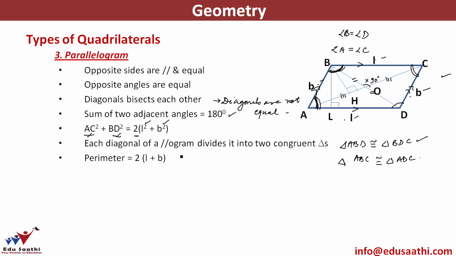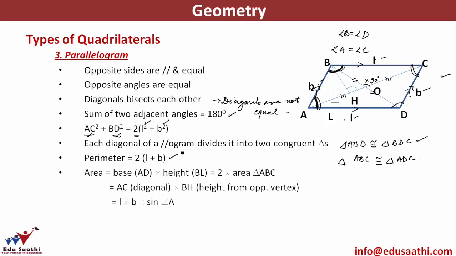In order to find out the perimeter, it will be the sum of all the sides, L plus B plus L plus B. Combining the similar terms, I'll get 2 times (L plus B).